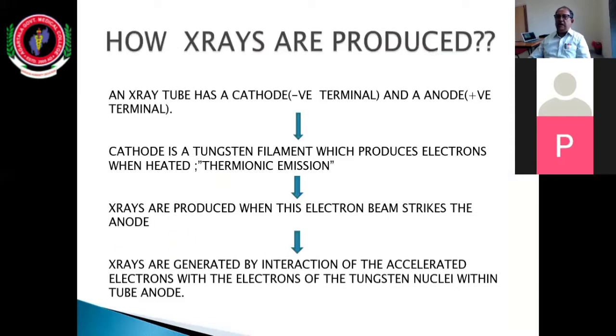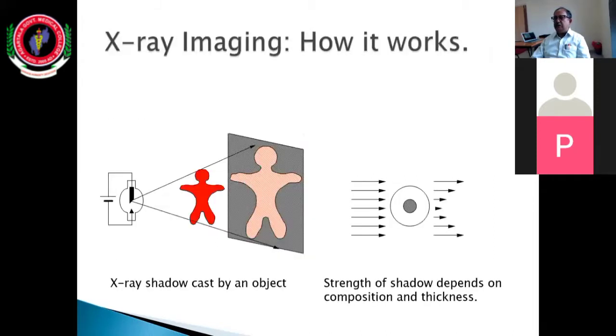So the X-ray tube has the cathode terminal and anode terminal, and the cathode is made up of tungsten filament, which emits thermionic emission. And X-rays are produced when the electron beams strike the anode, which is also made up of tungsten. X-rays are generated by interaction of the accelerated electrons with the electrons of the tungsten target.